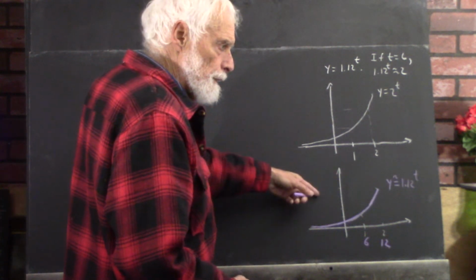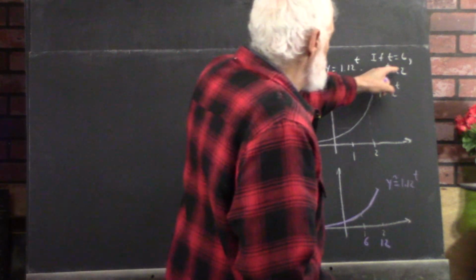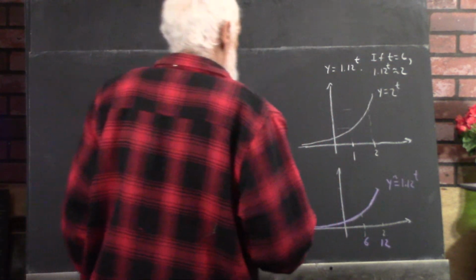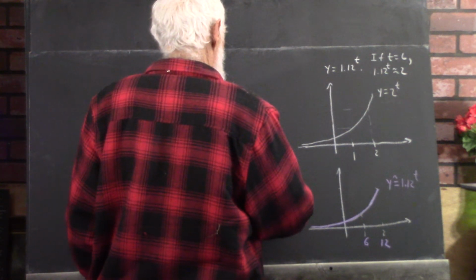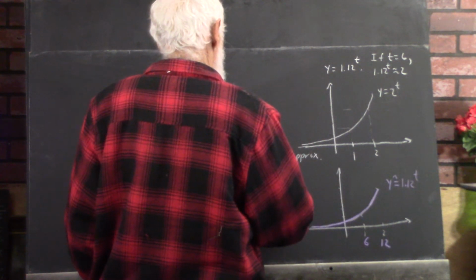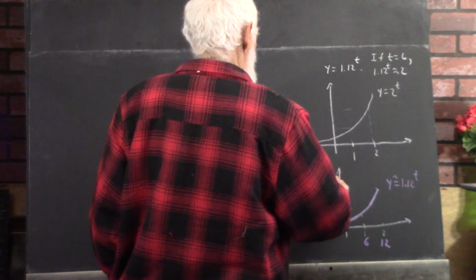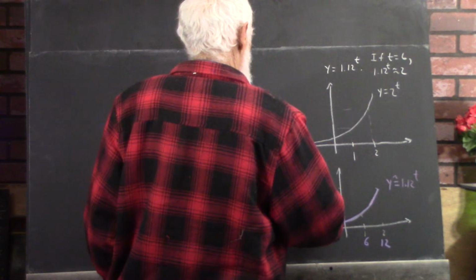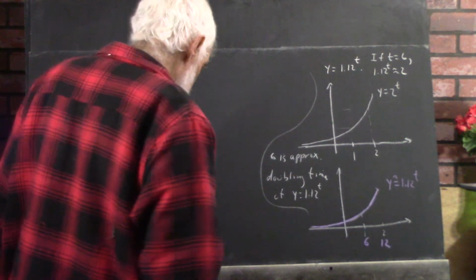Okay, well that's an idea you want to keep in mind. And we call 6 the doubling time. And that's going to be very significant. I want to come back to compound interest.